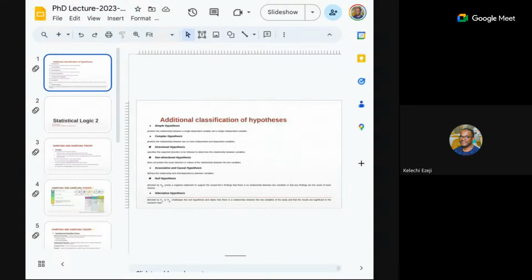Okay, having said that, now let me start this lecture, and it has to do with statistical logic two. Maybe I should go back to look at logic one, because we did, so as to remind us of something of what we've done before.